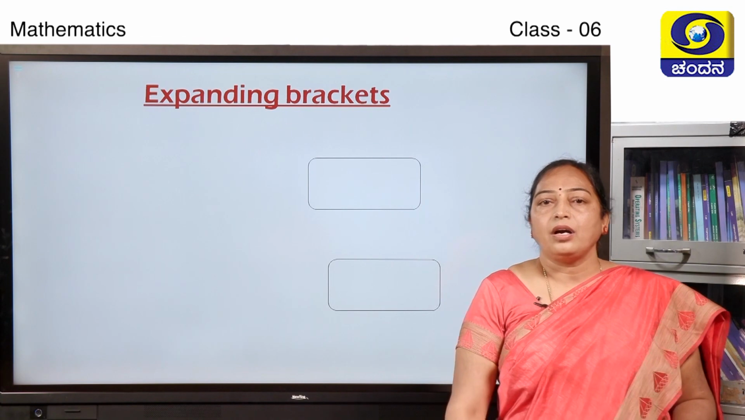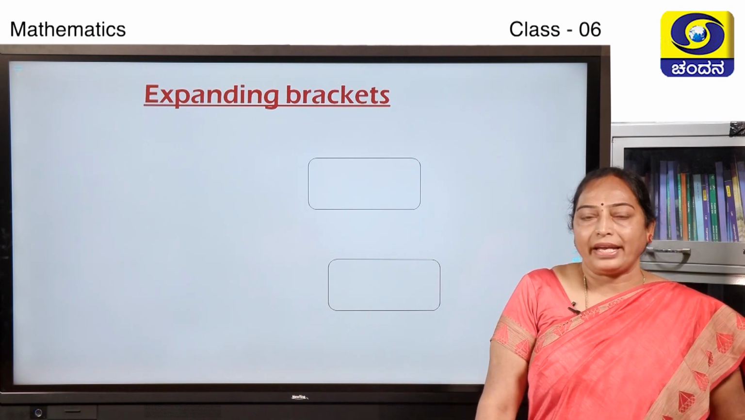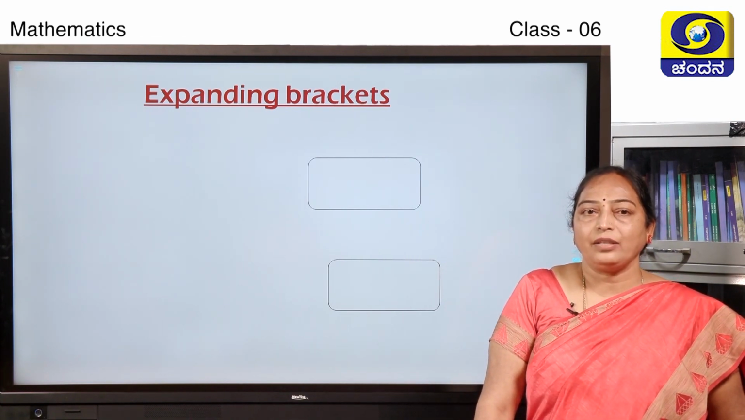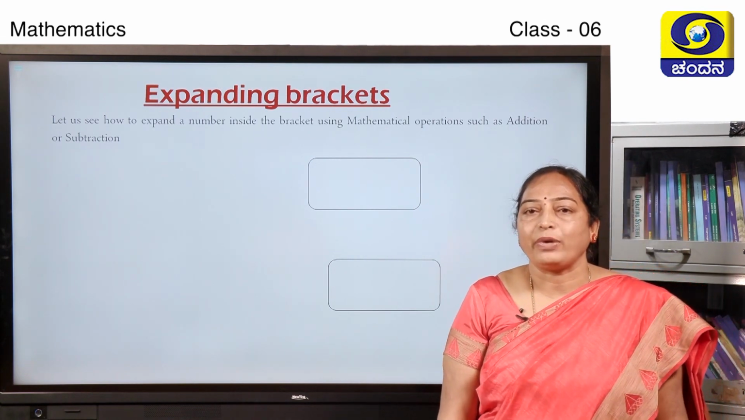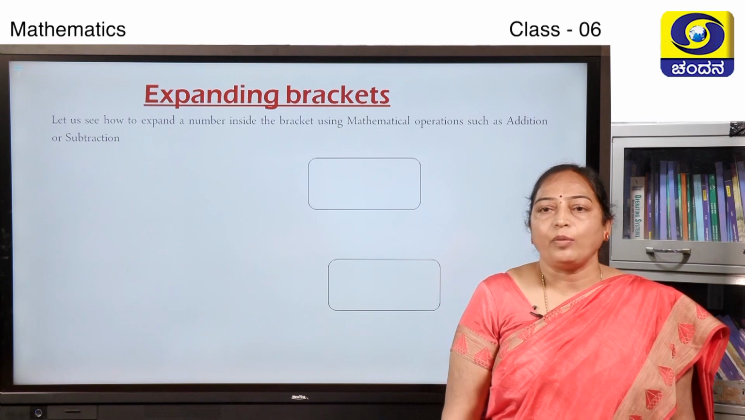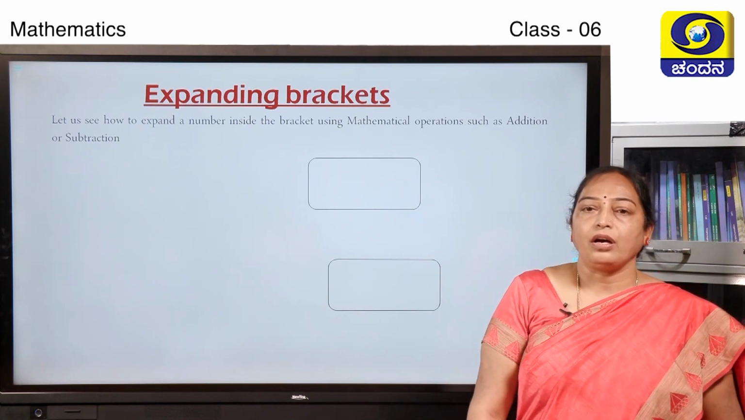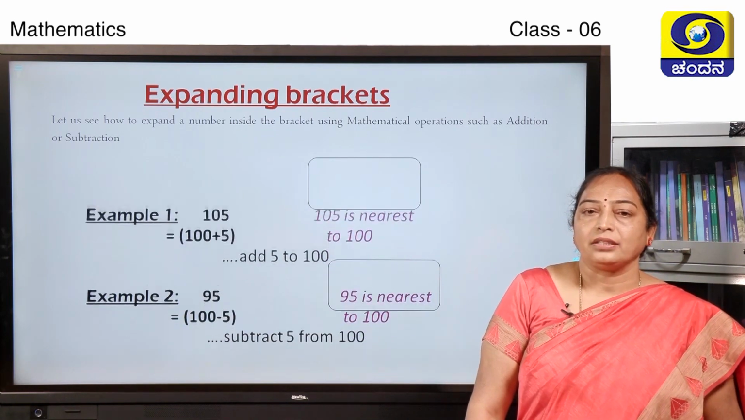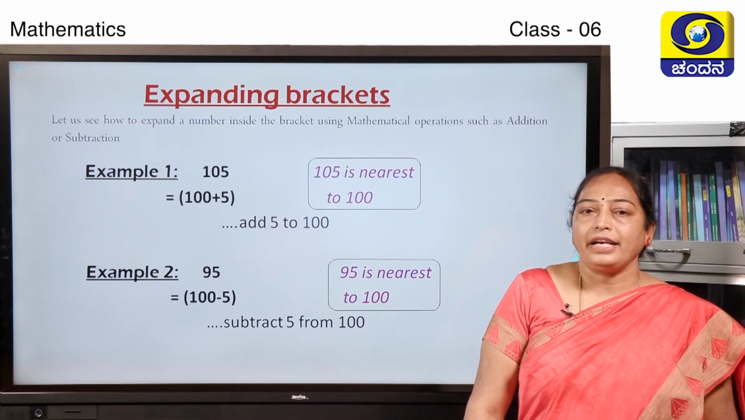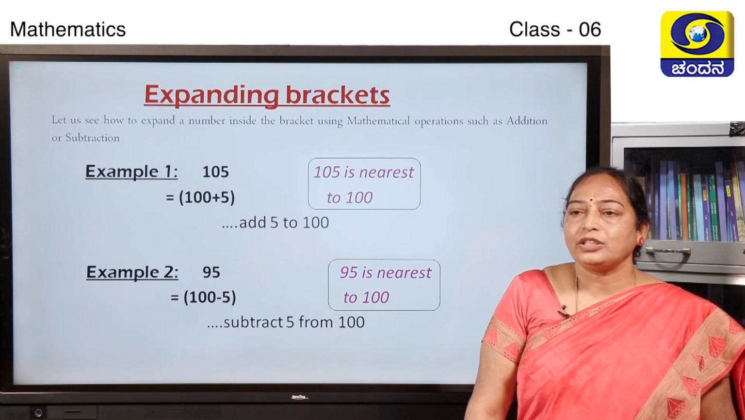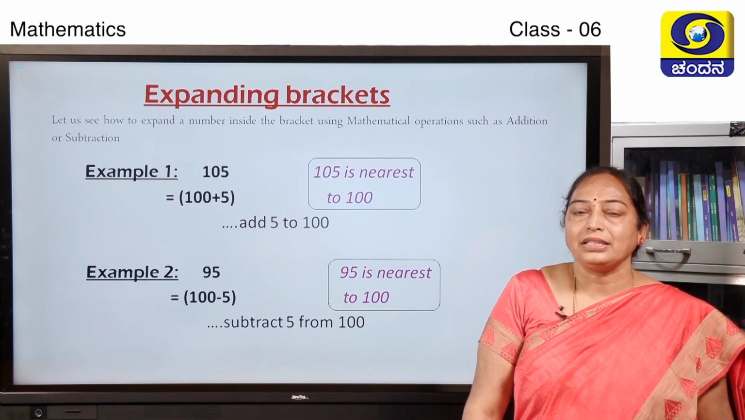Let us learn how do we expand the brackets. Expanding brackets. Let us see how to expand a number inside the bracket using mathematical operations such as addition or subtraction. Let us see example 1, 105. 105 is nearest to 100, can be written as 100 plus 5. That means add 5 to 100.